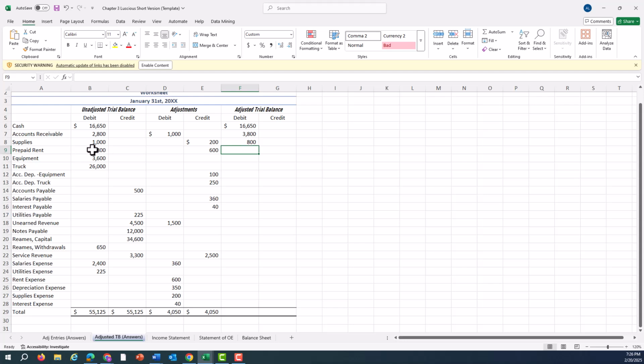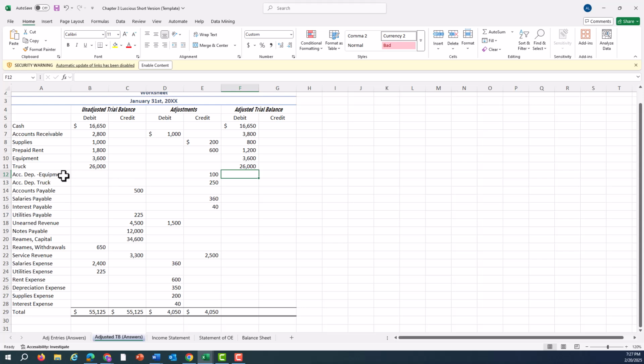Same concept for prepaid rent. Had an $1,800 debit balance, but we threw it a $600 credit. Opposite sides, keep it on the same balance side that it was before, but subtract. Find the difference between the two. If we had $1,800 of prepaid rent, but $600 of it expired, we've only got $1,200 left. For our equipment and our truck, nothing happened in the adjustments, so that stays the same. We still have a $3,600 debit balance to equipment and a $26,000 debit balance to truck.